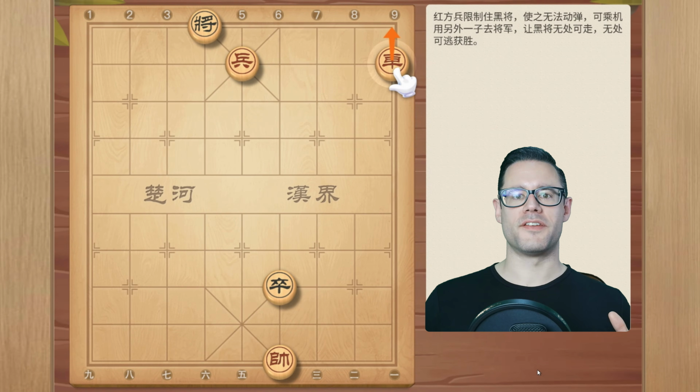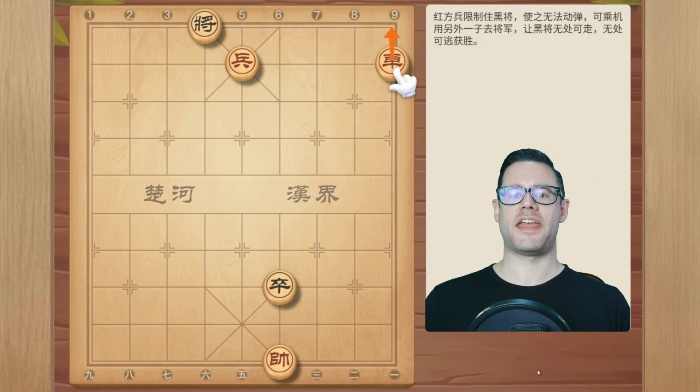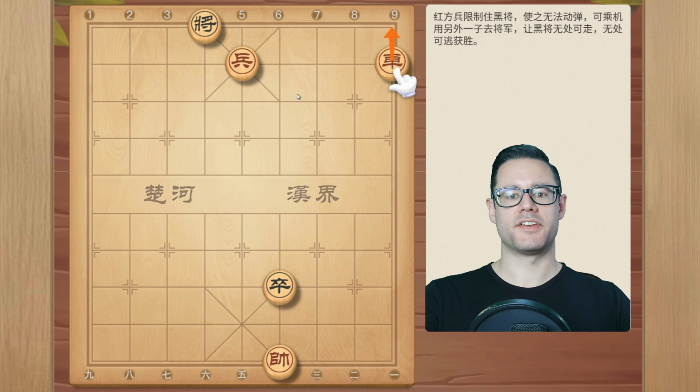All right, so far in this tutorial, we've learned about the board layout, how all of the pieces move, and how they capture. So let's now look at the objective of the game, which is to checkmate the opponent's general. It's just like in Western chess, where you want to produce a checkmate. So let's look at this example.